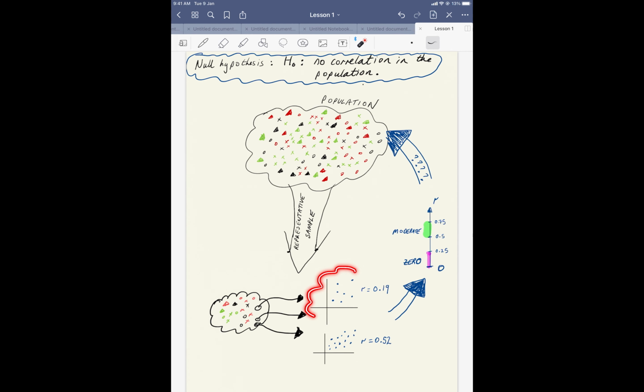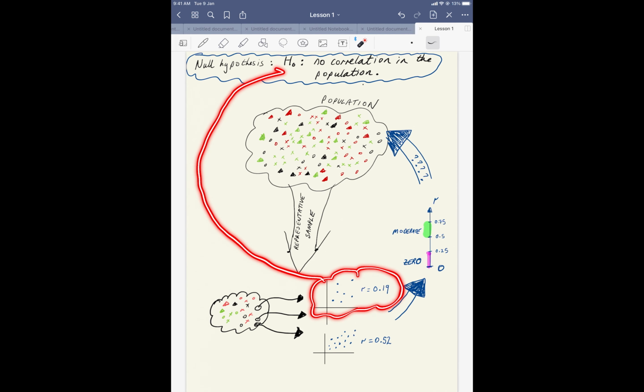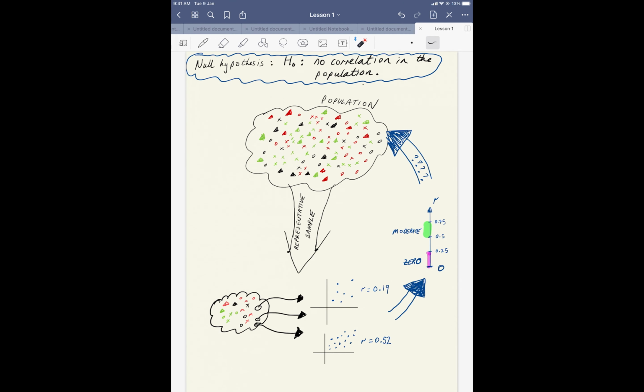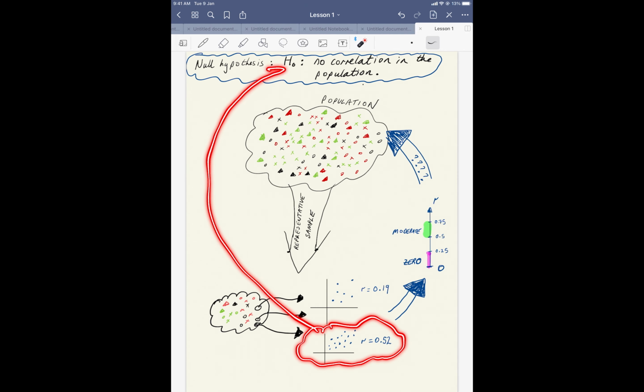So with this kind of structure for the sample, do you think it's probably true that there is indeed no correlation in the population? And then what if from the sample we got this picture here, where the correlation coefficient for the sample was 0.52, which is kind of moderate positive correlation. Do you think there's enough evidence from this sample to suggest that maybe this null hypothesis is actually false? So we're assuming that there's no correlation in the population.